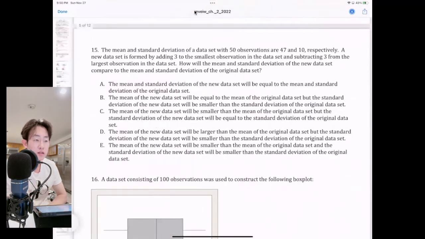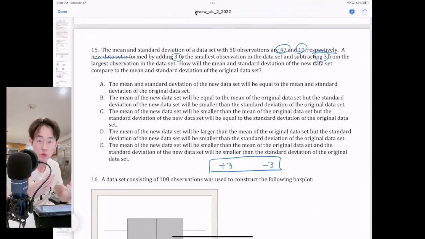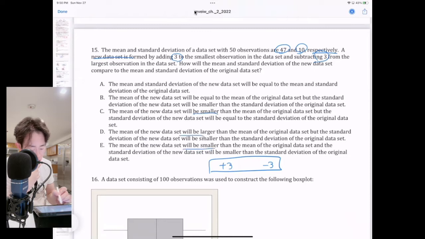All right, number 15. What we have here is the mean and the standard deviation. 50 observations are 47 and 10 respectively. A new data set is formed by adding 3 and subtracting 3. So when you add 3 and subtract 3, overall to the total it did not change much. So the mean will not change. When it says mean will be smaller or larger, we're going to eliminate C, D, and E. So the mean of the new data set will be equal.